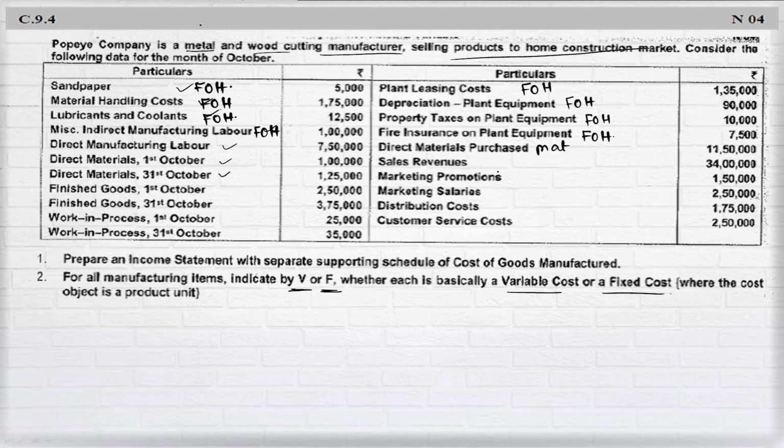Sales revenue. Marketing and promotion is selling overhead. Marketing salaries are selling overhead, distribution cost selling overhead, and customer service cost selling overhead.